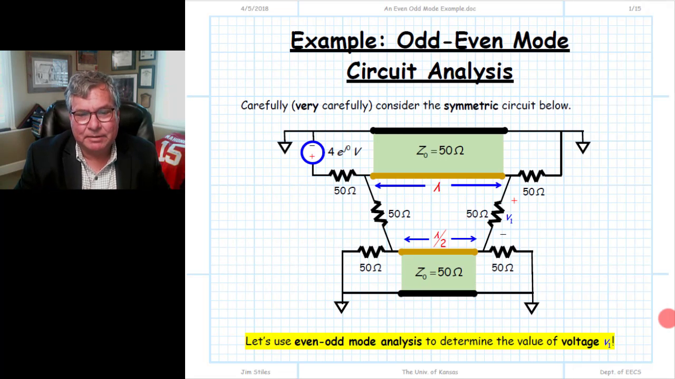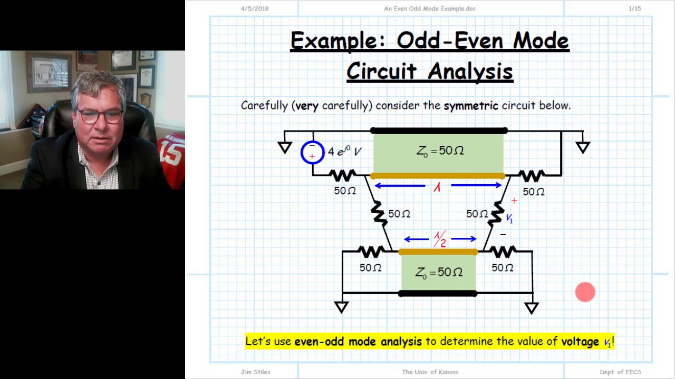Let's say I gave this circuit to you on an exam and asked you to analyze it. That thought might be a little disconcerting because it looks very different and unlike any of the other circuit examples than we've done thus far. Most prevalently, it has two different transmission lines. Same characteristic impedance for each, but two different electrical lengths, one lambda and one half wavelength, lambda over 2.